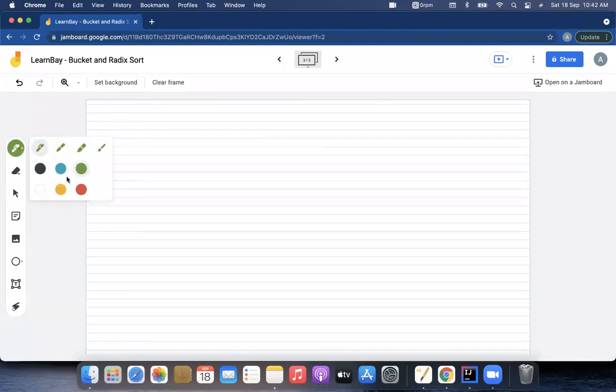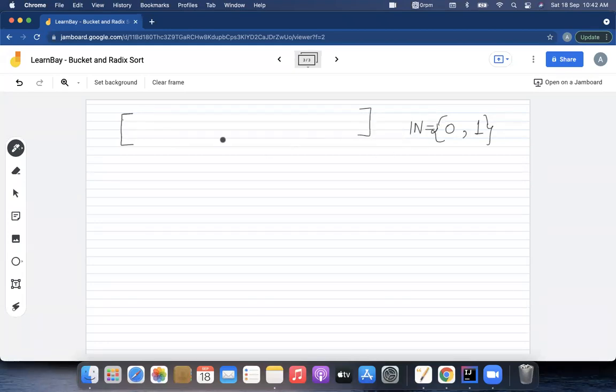Now, let's look at a similar problem. Let's say you have an array of zeros and ones. The only two numbers which will be in the array are 0 and 1. So this array has only two types of numbers, 0 and 1, and they are mixed.